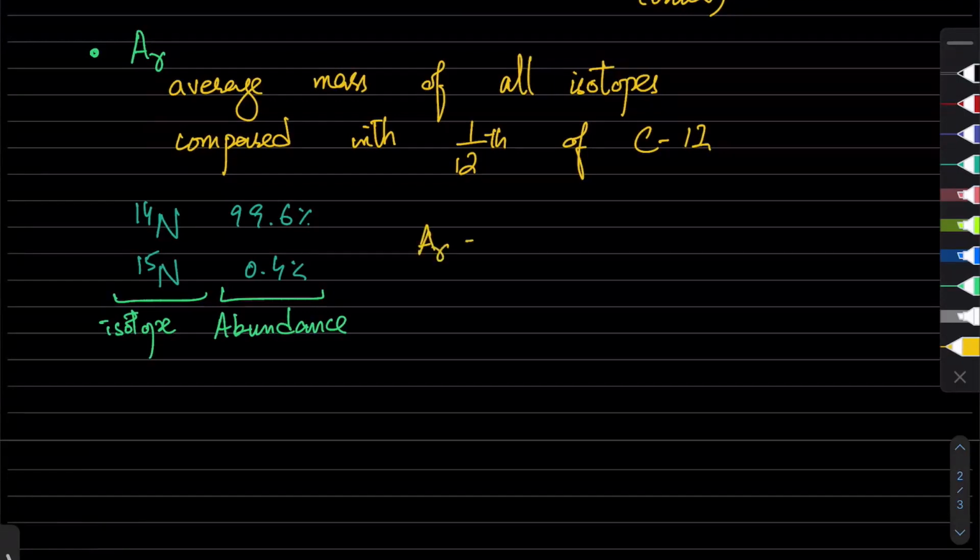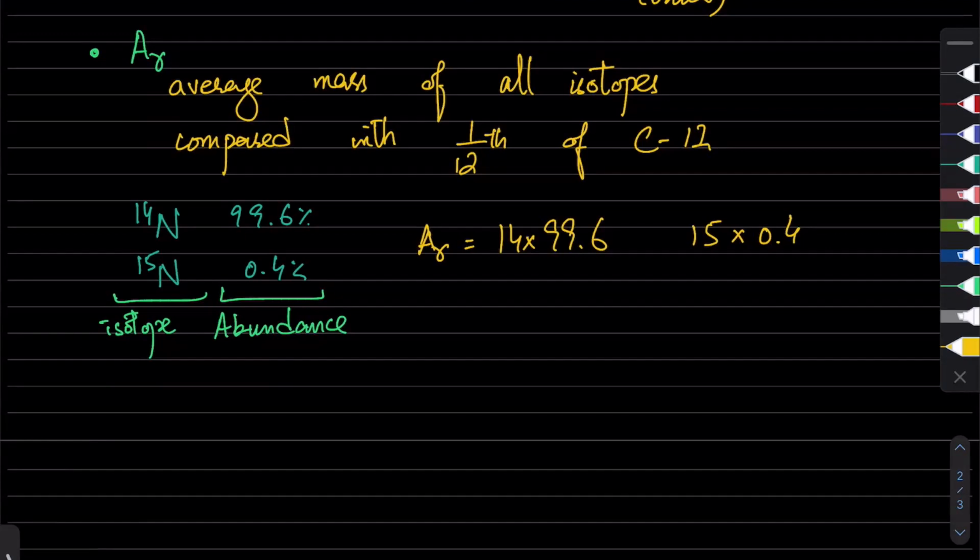It's pretty straightforward. You have to take the average, right? So this one is 14 times 99.6, and for the other one, 15 times 0.4. I know some of the branches are not doing this, and that's perfectly fine. Your administration will take care of it. Don't worry. But later on in December, you will of course have to use this.